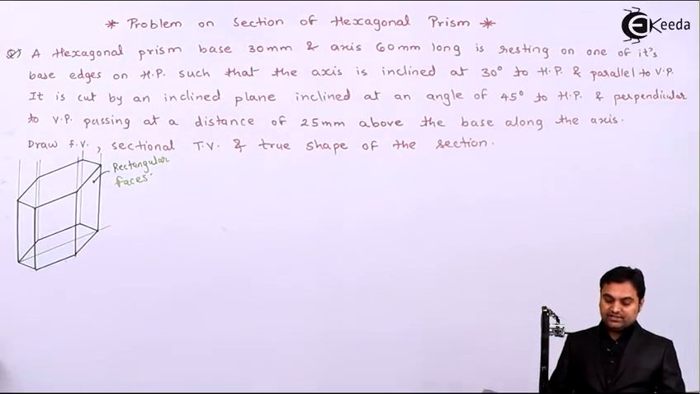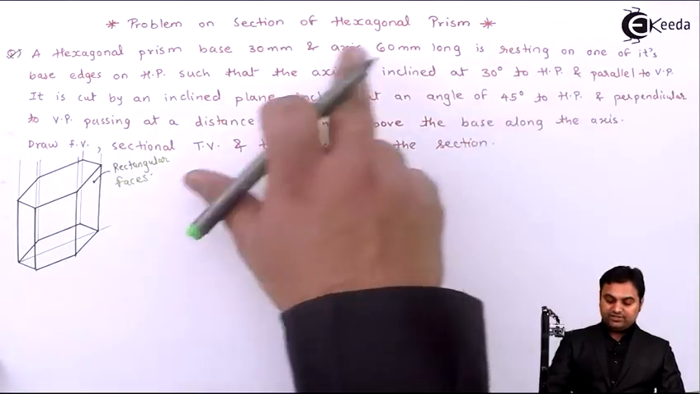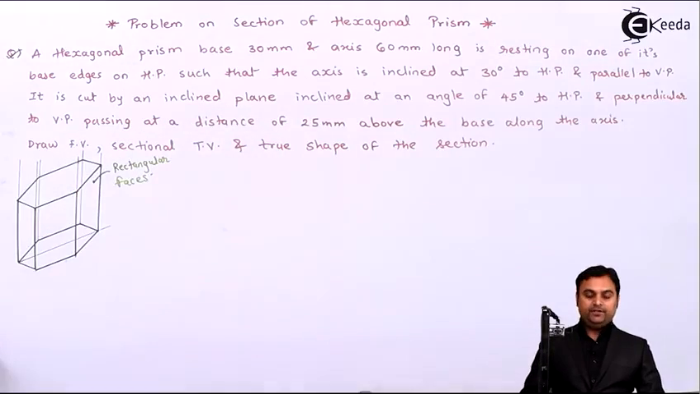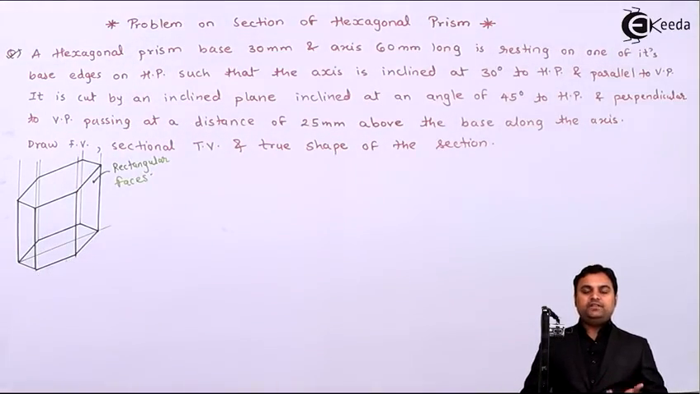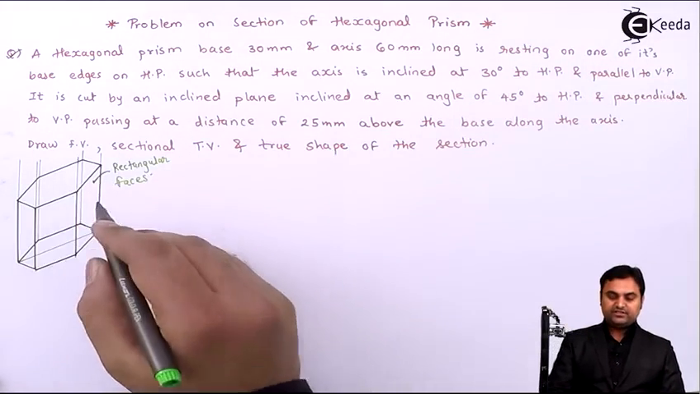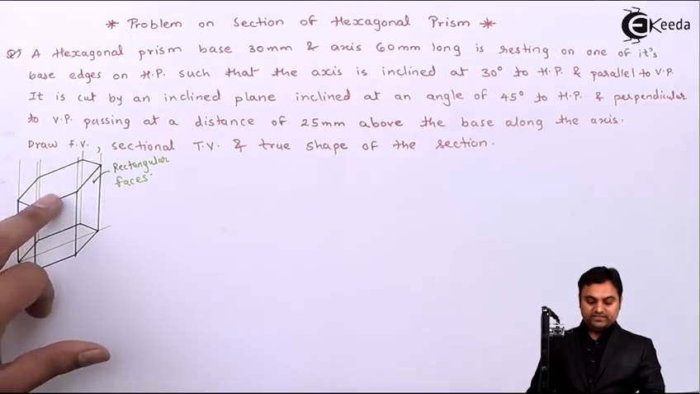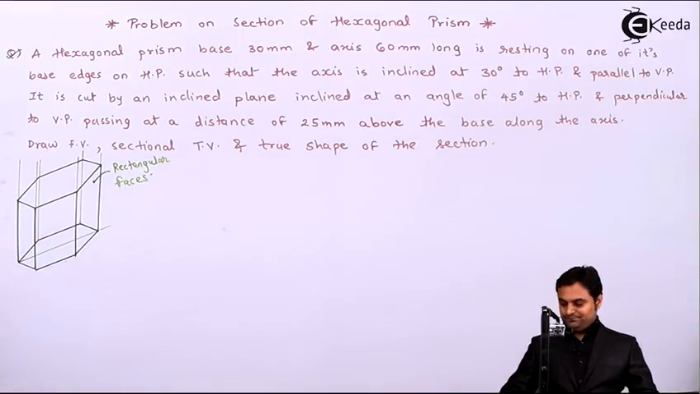Now the condition is hexagonal prism base 30 mm and axis 60 mm long is resting on one of its base edges on HP. On HP means this hexagonal prism is kept in HP, that is in the ground, and if we look from top then we are going to see this hexagon. That means this hexagon will be drawn in HP. So let us get started with the problem.